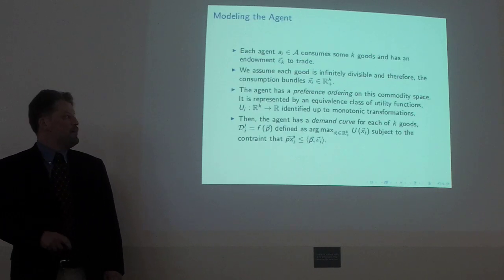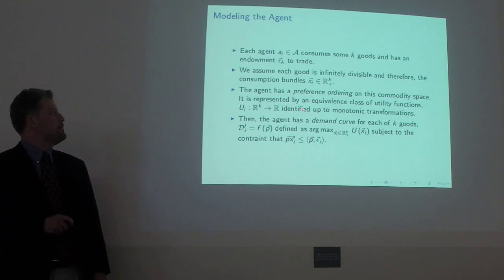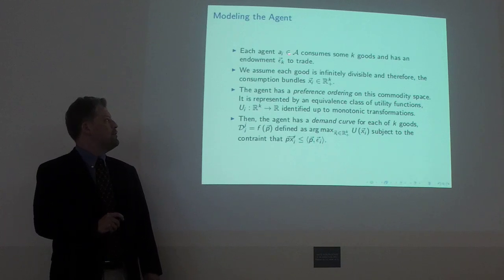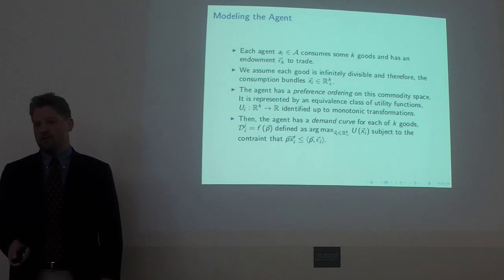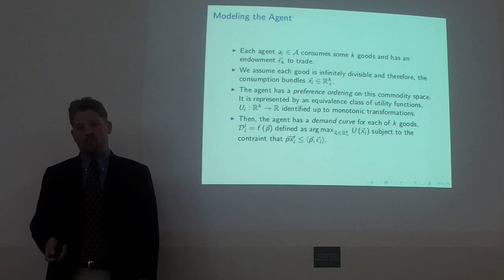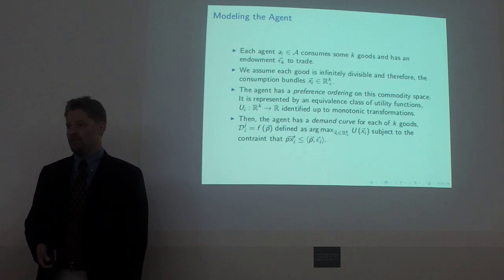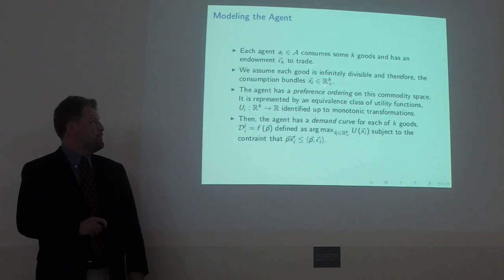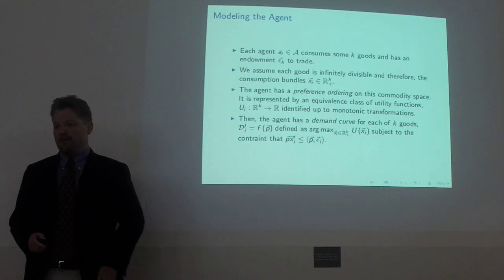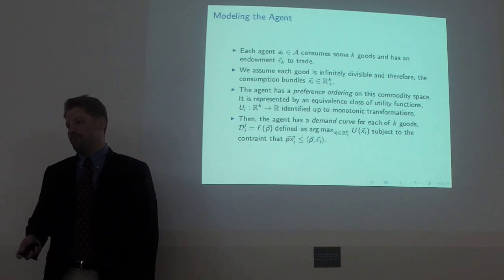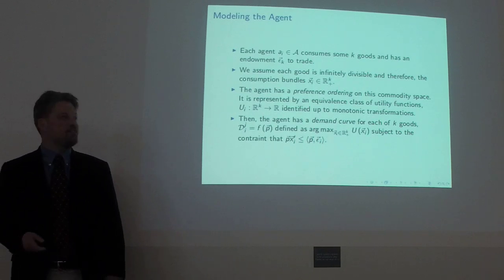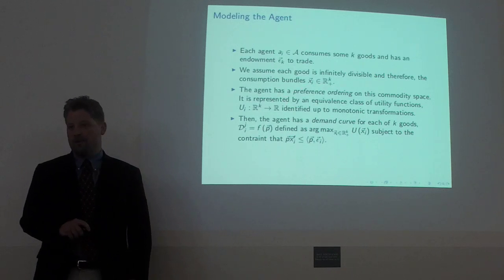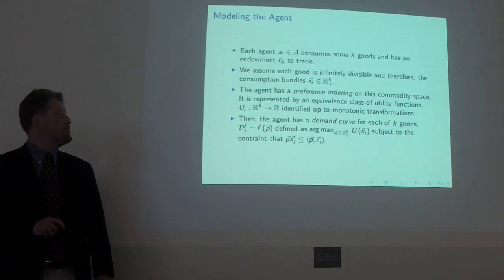All right, so on to the model. We've got an agent, and they have some endowment. There's a fixed number of goods in the economy. This is an exchange economy only. There's no production. For mathematical simplicity, we're assuming that each good is infinitely divisible. And so the bundles can be represented as elements in the positive orthant of a k-dimensional real vector space, where k is the number of goods.